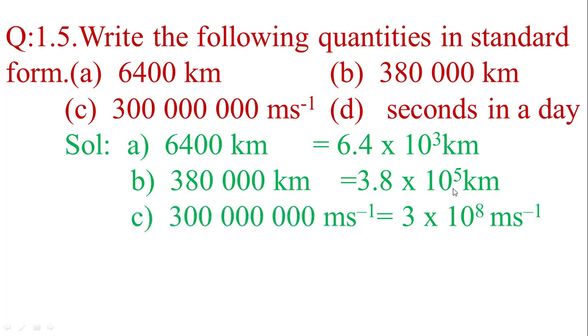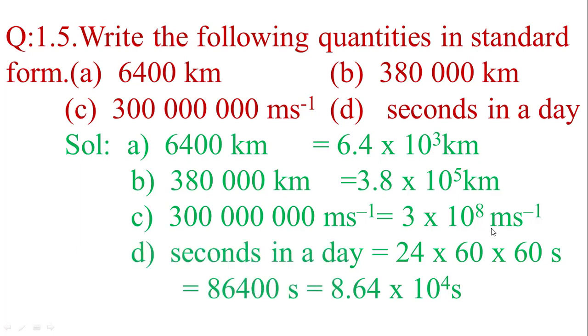Now we can solve the C part. In this part, we move the decimal place from the last digit to the first digit. So 3 plus 3 is 6 and 2 more is 8. So we can write 3 multiplied by 10 raised to the power 8 meters per second.